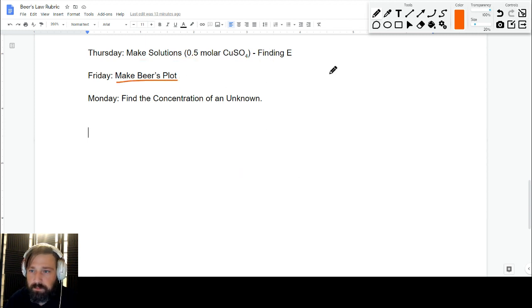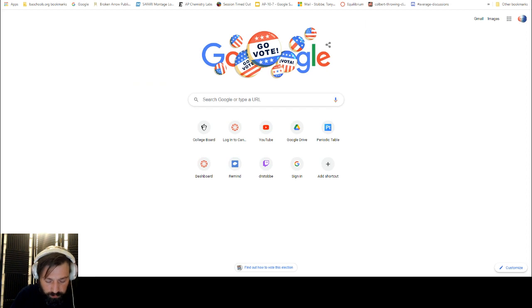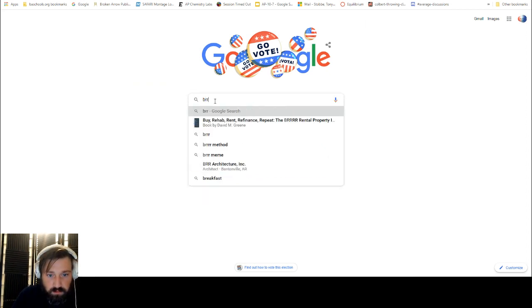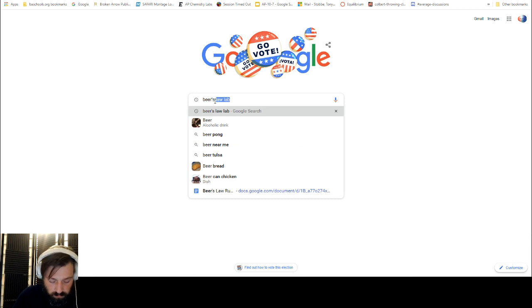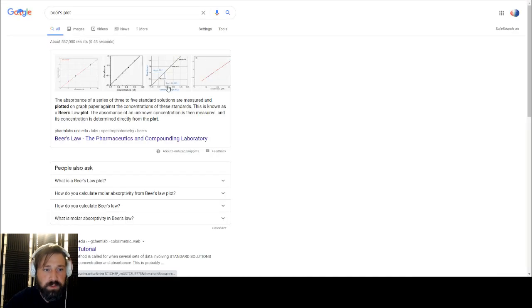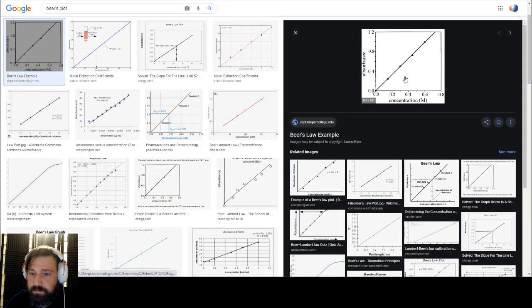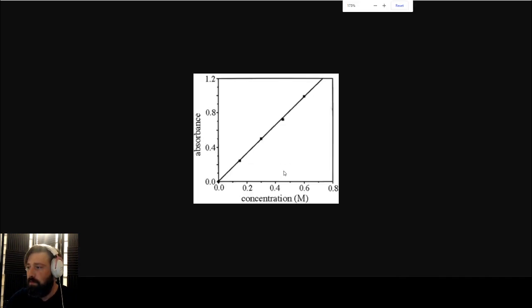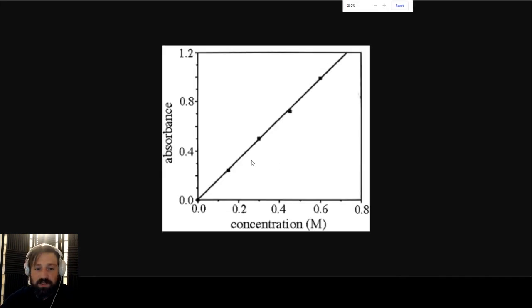What is a Beer's plot? Well, I can show you real quick. This is a Beer's plot. Let me blow this up. There's two sides to it: absorbance and concentration. So you would imagine that, if we take the absorbance at concentration 0.6, we're going to get something, right?